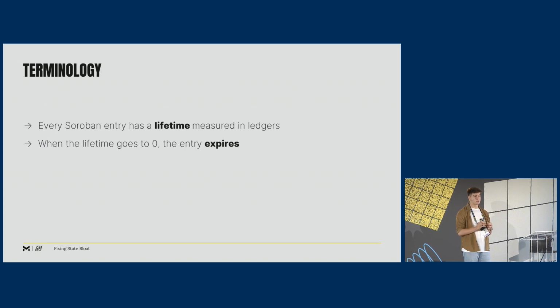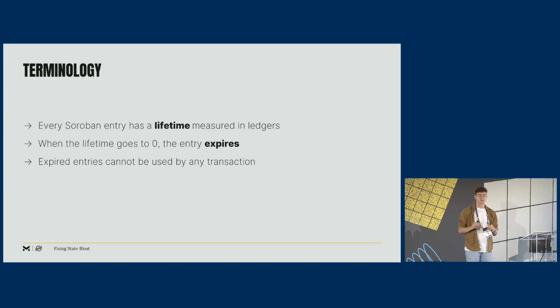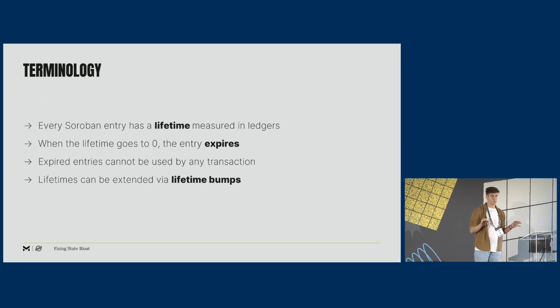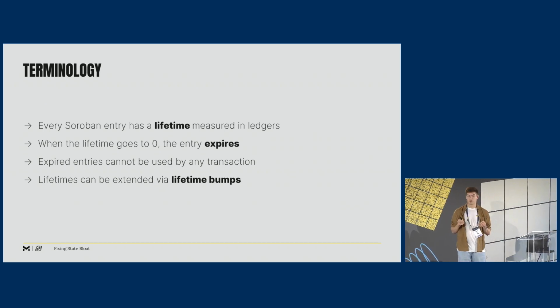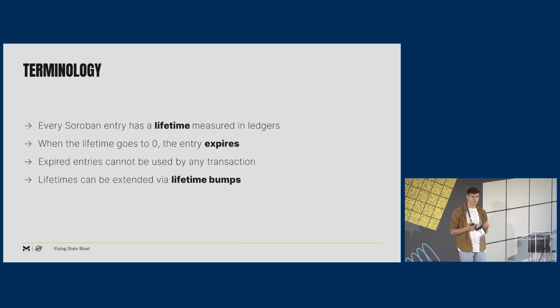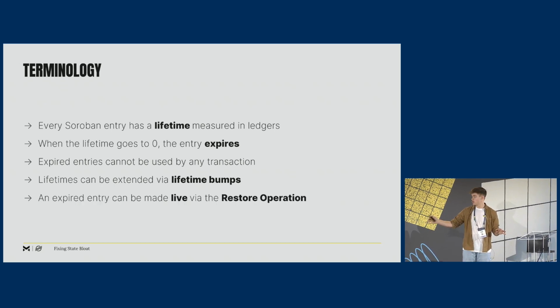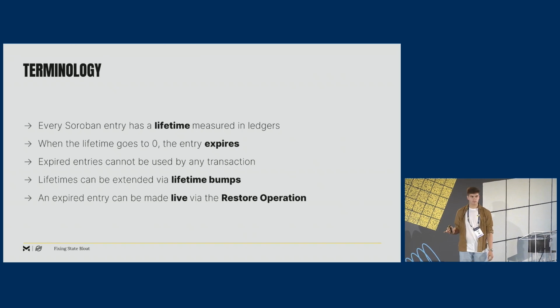Whenever the lifetime goes to 0, the entry is considered expired. And an expired entry cannot be used by any transaction. To be specific, if you have the key of an expired entry in your transaction footprint, that transaction automatically fails before it even has a chance to get applied. Now, if you don't want your entry to expire, then you can issue a lifetime bump operation or use the lifetime bump host function in order to extend that lifetime so it doesn't expire. But if you forget to issue this lifetime extension, you can always make your entry live again via the restore operation. So those are our terms.